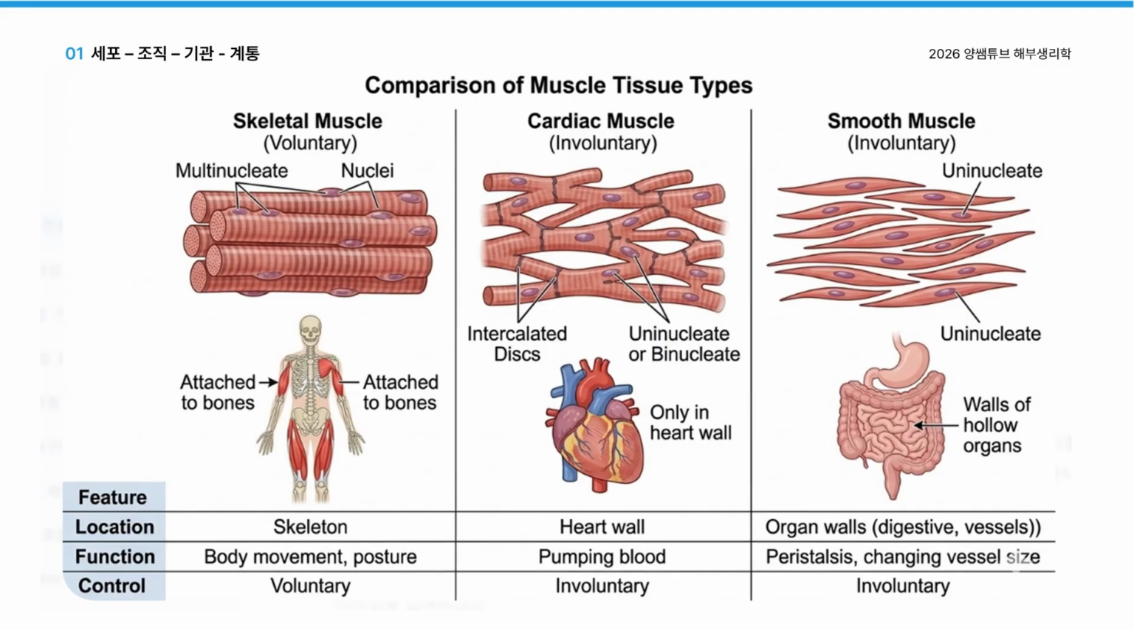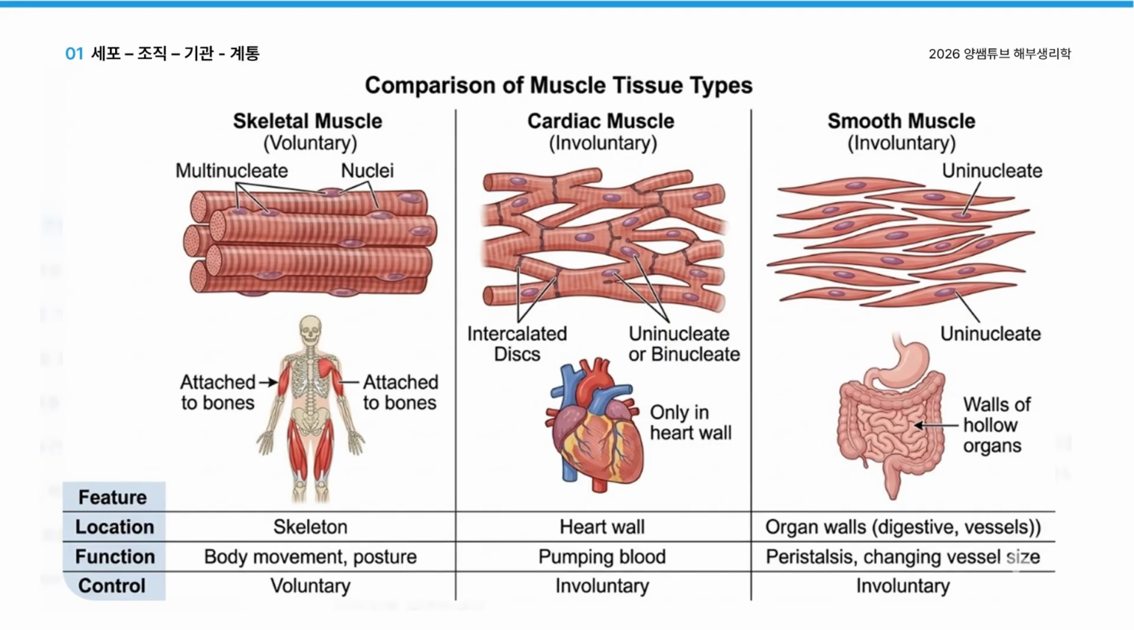Now, let's compare the 3 types of muscle tissue in our body. Take a look at these 3 distinct images. Do you see the structural differences? We're going to compare skeletal, cardiac, and smooth muscle to see how their unique forms match their functions. On the left, we have skeletal muscle. Notice the long, cylindrical fibers with many nuclei. We call this multinucleate. You can also see clear stripes called striations.